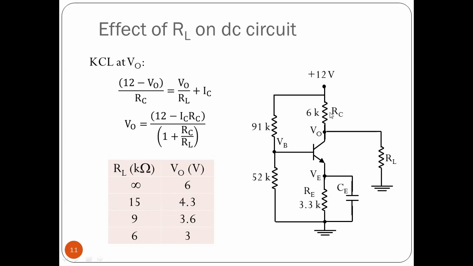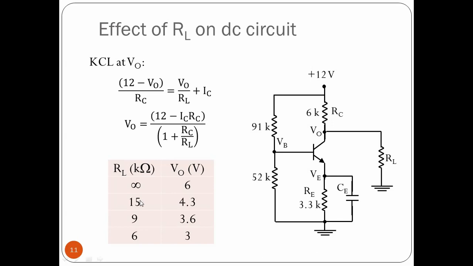Now for our numbers, again, IC is 1 milliamp, RC is 6 kilo ohms. We get 6 divided by 1 plus 6 divided by RL. Let us write the value of VO for different values of RL. We start with RL equal to infinity, which means that we have not connected any RL at all. Then the denominator is simply 1 because this term is 0, and we get VO equal to 6, which we had got earlier. As we reduce RL from infinity, let us look at a few values.